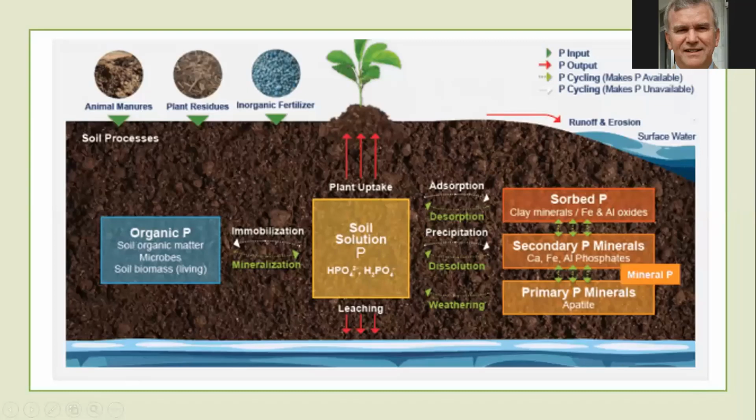This is a very interesting graphic. Let's start in the middle in the golden box where it says soil solution P, phosphorus. These are the two molecules that are orthophosphates. And these are the two forms of phosphorus that a plant will utilize. They're water soluble. They're part of the soil solution. That means they're in solution in the soil water. Because they are soluble, they can be leached into the groundwater. Plants can take them up.